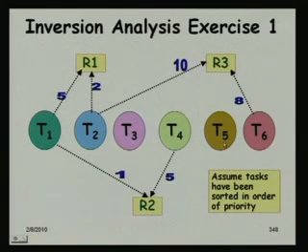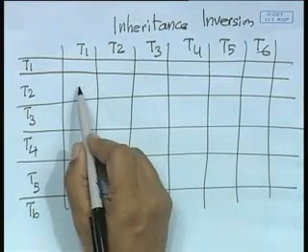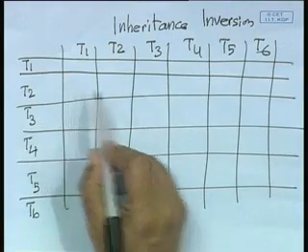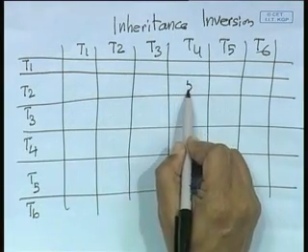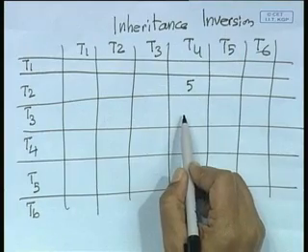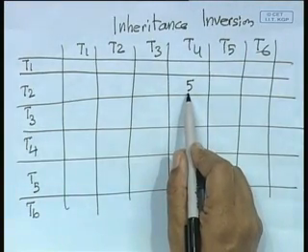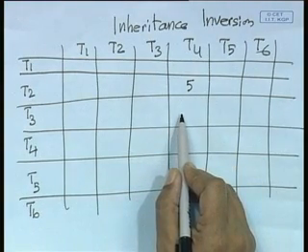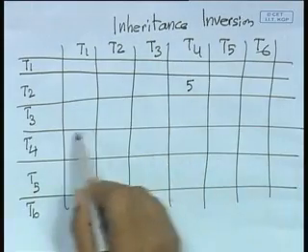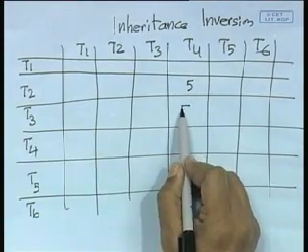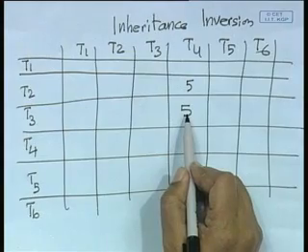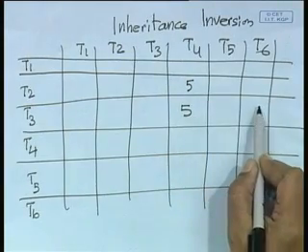Okay, let me just write here that T1 does not undergo any inversion, and then T2 will undergo on account of T4 for 5 milliseconds, and T3 will undergo on account of T4 and T6, for 5 milliseconds and on account of T6 for 10 milliseconds.